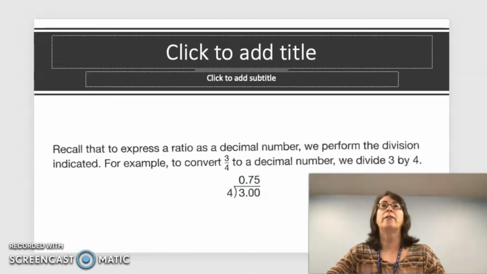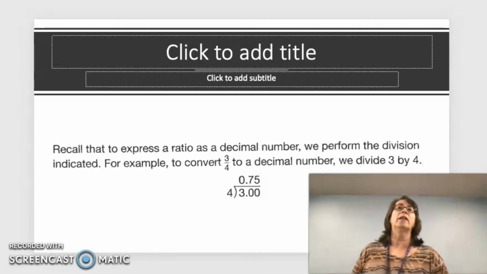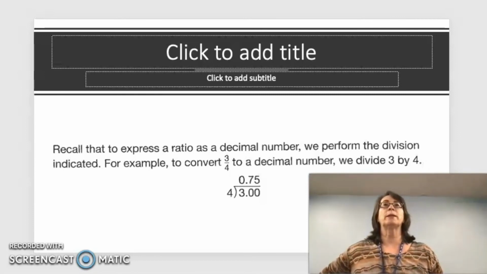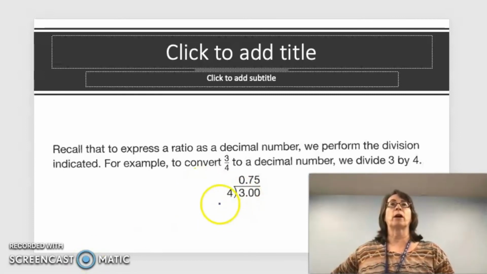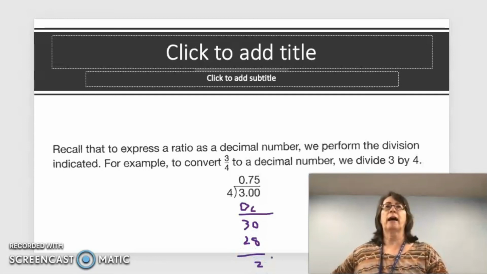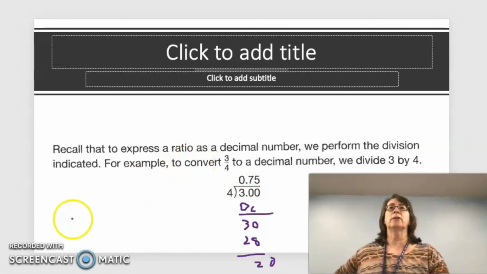Okay, so here are the starting up the new concepts. It says, recall that to express a ratio as a decimal number, we perform the division indicated. For example, to convert 3/4 to a decimal number, we divide 3 by 4. It goes 0 times 4 is 0, then we bring down the 3, making 30, and 4 into 30 is 7. We bring down the 28, and then we bring down the 2 and the 5 and the 0. So that turns a fraction into a decimal.